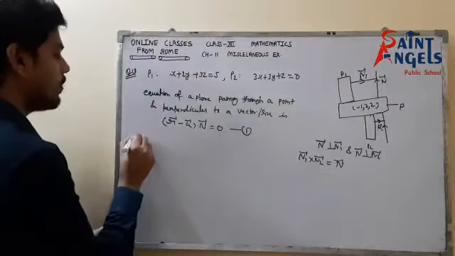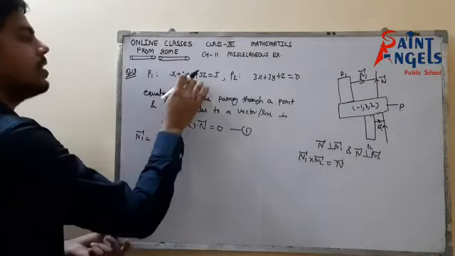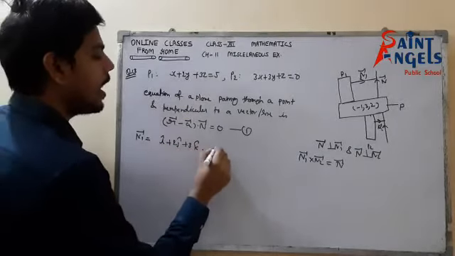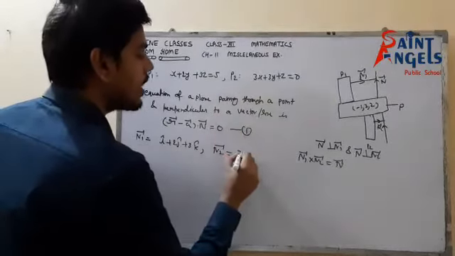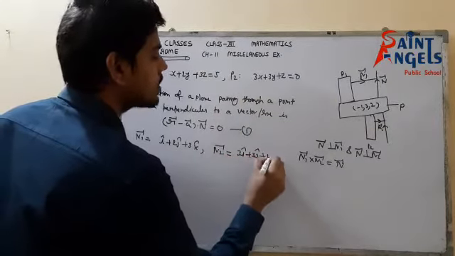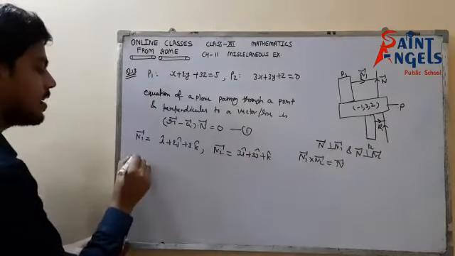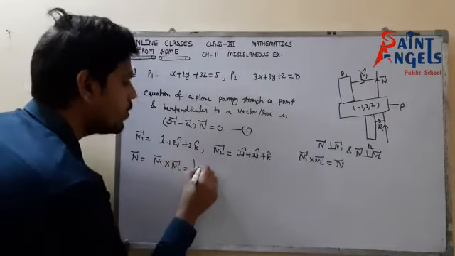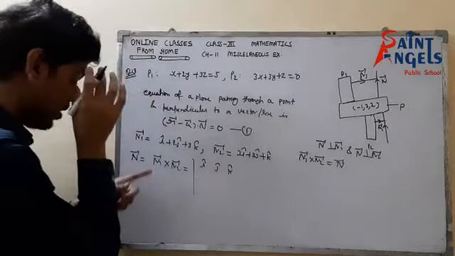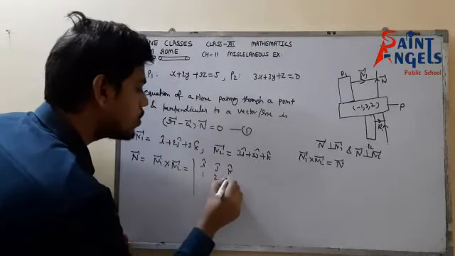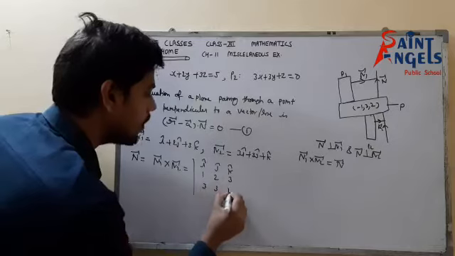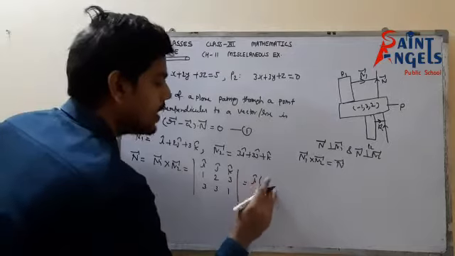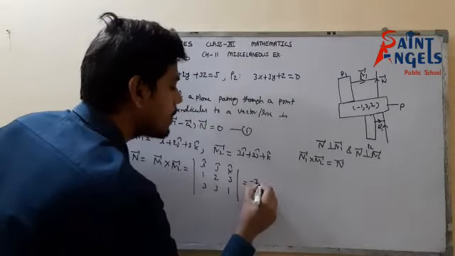First of all, n1 vector is normal to plane 1, that is i cap plus 2j cap plus 3k cap. n2 vector is 3i cap plus 3j cap plus k cap. Now n vector would be n1 vector cross n2 vector. Now put the values i cap, j cap, k cap, with 1, 2, 3 and 3, 3, 1. So now solve it. i cap: 2 minus 9, so this is minus 7 i cap.